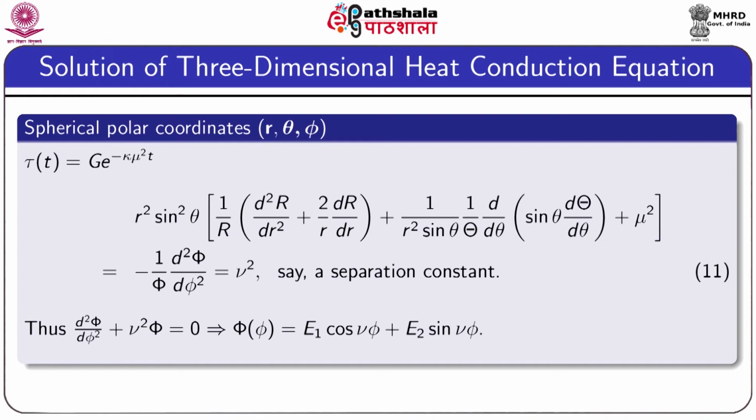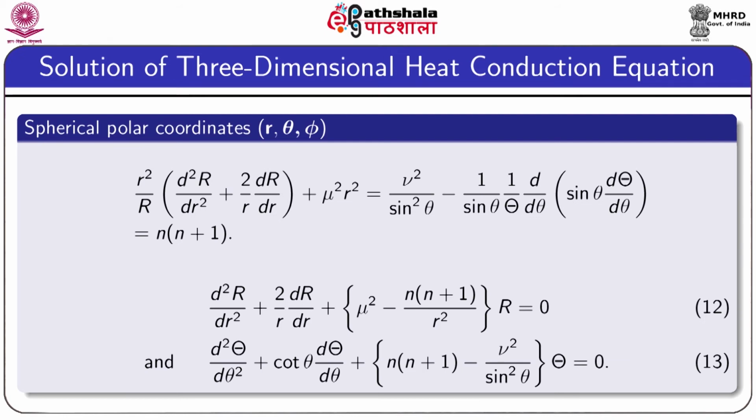Now we need to separate the variables capital R and capital Theta. For that purpose, we write the equation in this form, and we take the separation constant as n into n plus 1. Equating these with the expression for r and with the expression in theta, we obtain the equations in r and theta, which are written in equation number 12 and equation number 13 respectively.